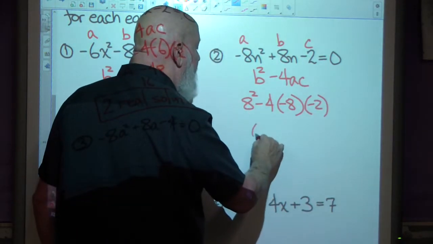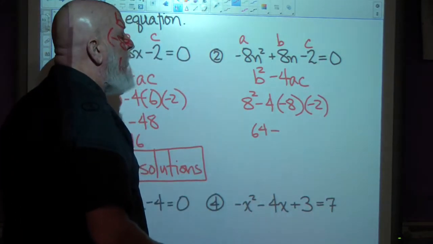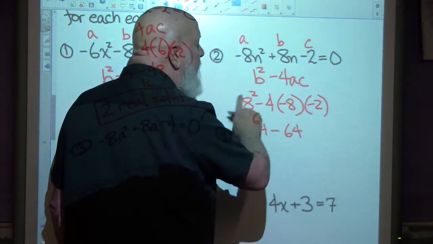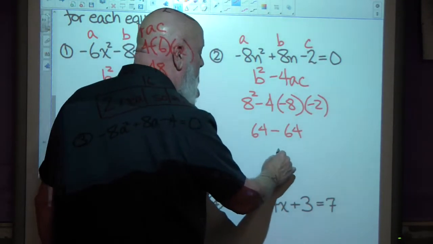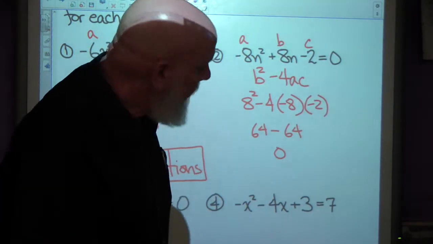This will give me 64 minus 4 times 8 is 32, times 2 is 64. That's a triple negative. If you did all this with your calculator, hopefully you would get 0. That's what I got in my head. I'm going to go ahead and do it with the calculator just to make sure, because it's early.